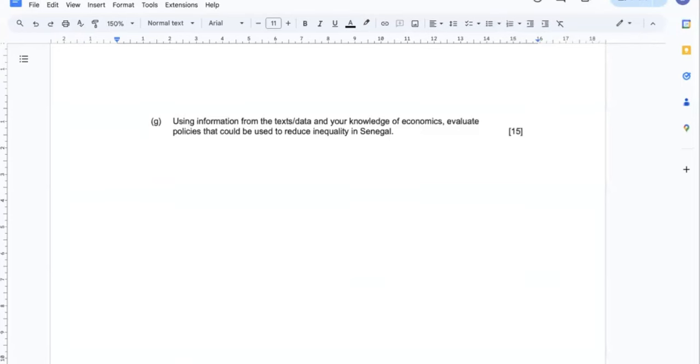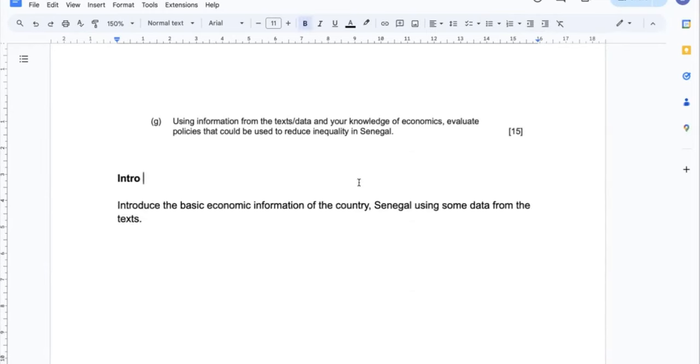Question G. Using information from the text data and your knowledge of economics, evaluate policies that could be used to reduce inequality in Senegal. First, I should introduce the basic economic information of the country, Senegal, using some quantitative data from the text.